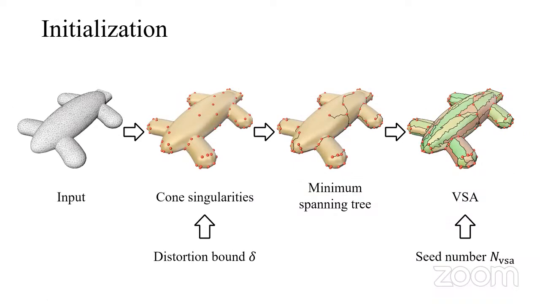The first one is the initialization. To initialize a chromosome with small distortion, we use cone parameterizations. We first generate a set of cone singularities, then we find a minimal spanning tree to connect the cone singularities. Then we use the VSA method to get an over-segmentation result. After these three steps, we get an initial partition.